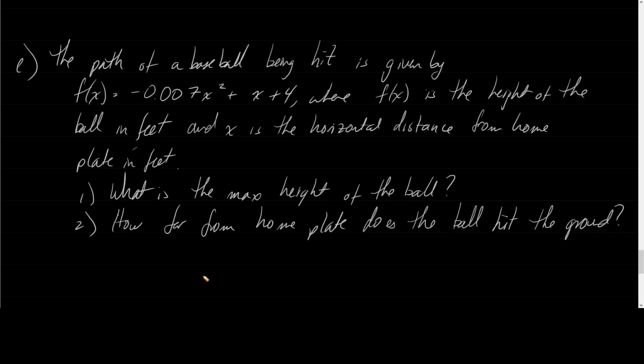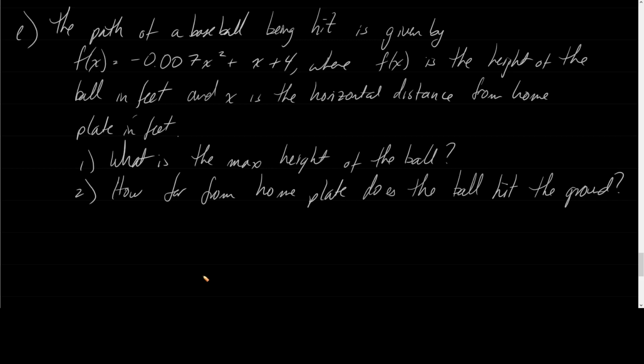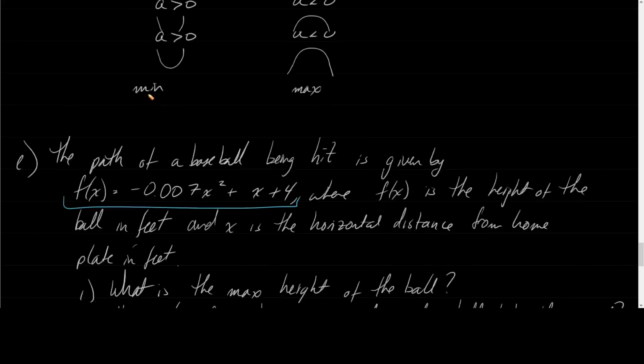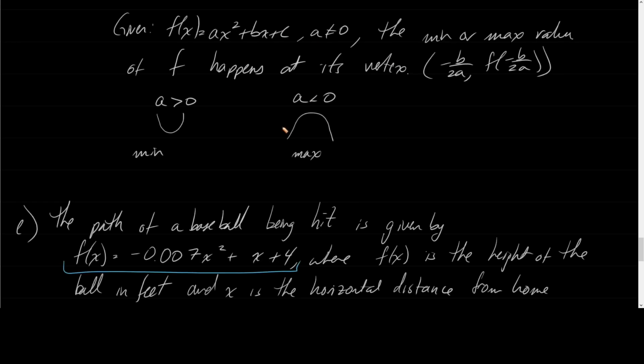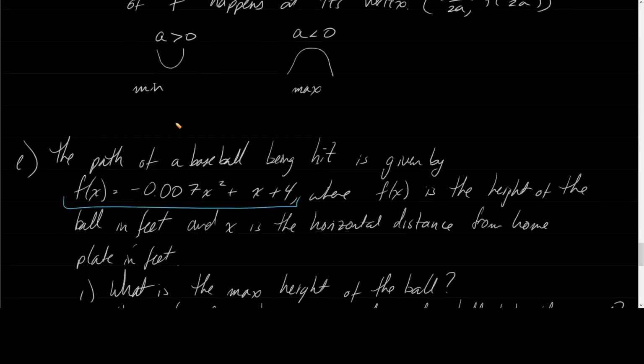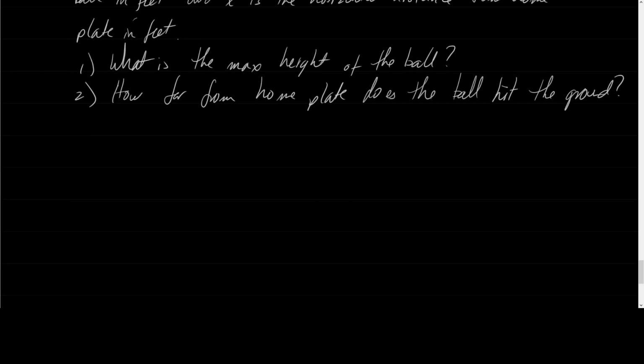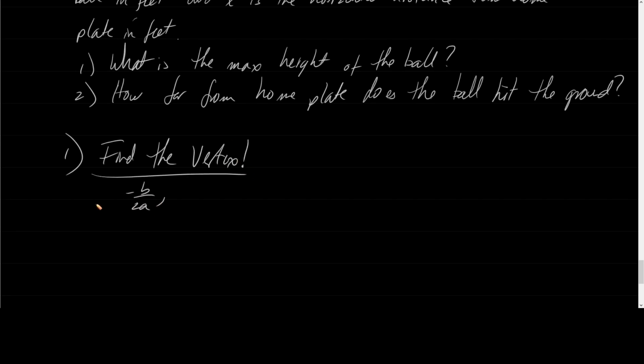So the very first question, what is the maximum height of the ball? Well, the thing to notice here is that we're working with a quadratic function, right? And because we're working with a quadratic function, we're working with a parabola, and we just spoke about how to find the maximum and minimum values of a parabola, so it would happen at its vertex. So for question 1, really what it's saying is find the vertex. All right. So what we're going to say is, well, the vertex happens at negative b over 2a, comma, f of negative b over 2a.